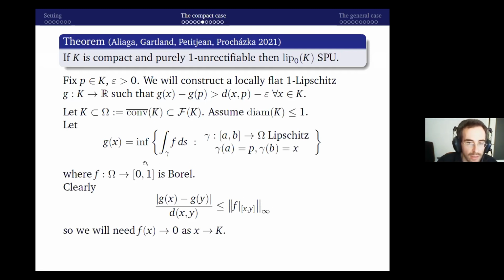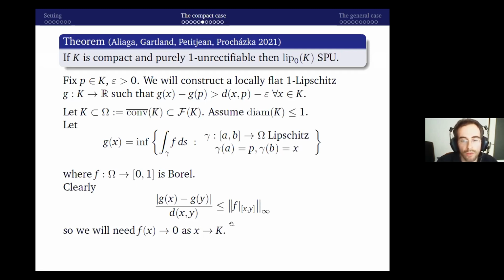What we do is we fix some Borel function f, which is positive and bounded by 1, and then G will be the infimum of the integrals of f along all possible Lipschitz curves that start at P and end at X. So first of all, G of P is 0, of course, because then we just take the curve that goes from P to P instantaneously. And for every other point X, we have this bound here for the incremental quotients.